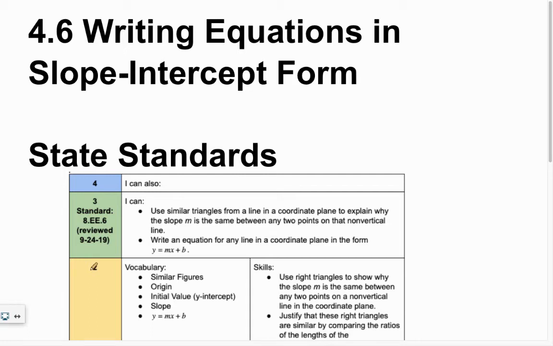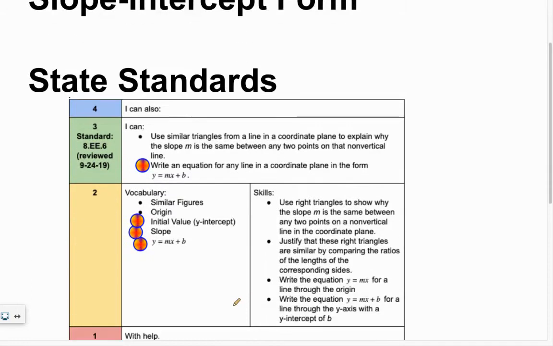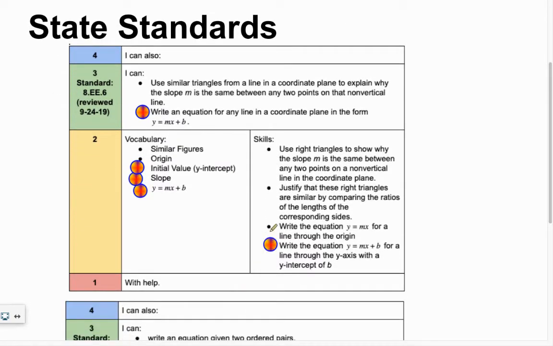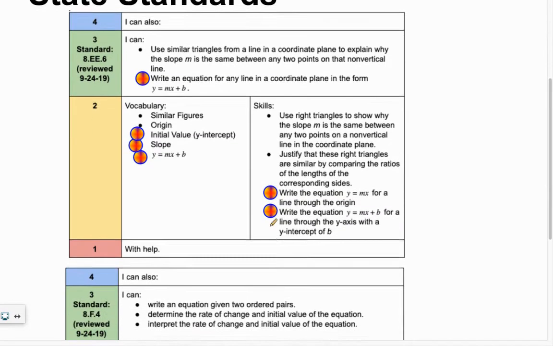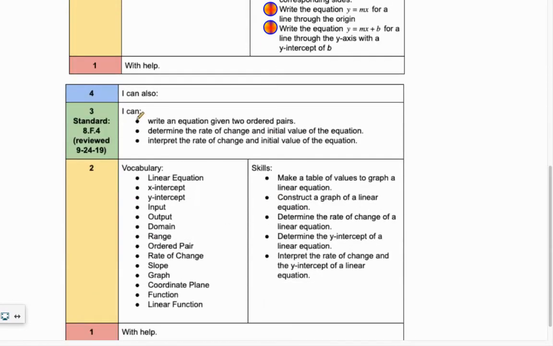4-6, writing equations in slope-intercept form. Here you can see on our skill 8.EE.6, we're going to write equations in this y equals mx plus b form, where we need slope and our initial value. You can see in the skill it says that here, as long as we're also done with this y equals mx for a line through the origin. And today you're going to see that we're going to write an equation given two ordered pairs.